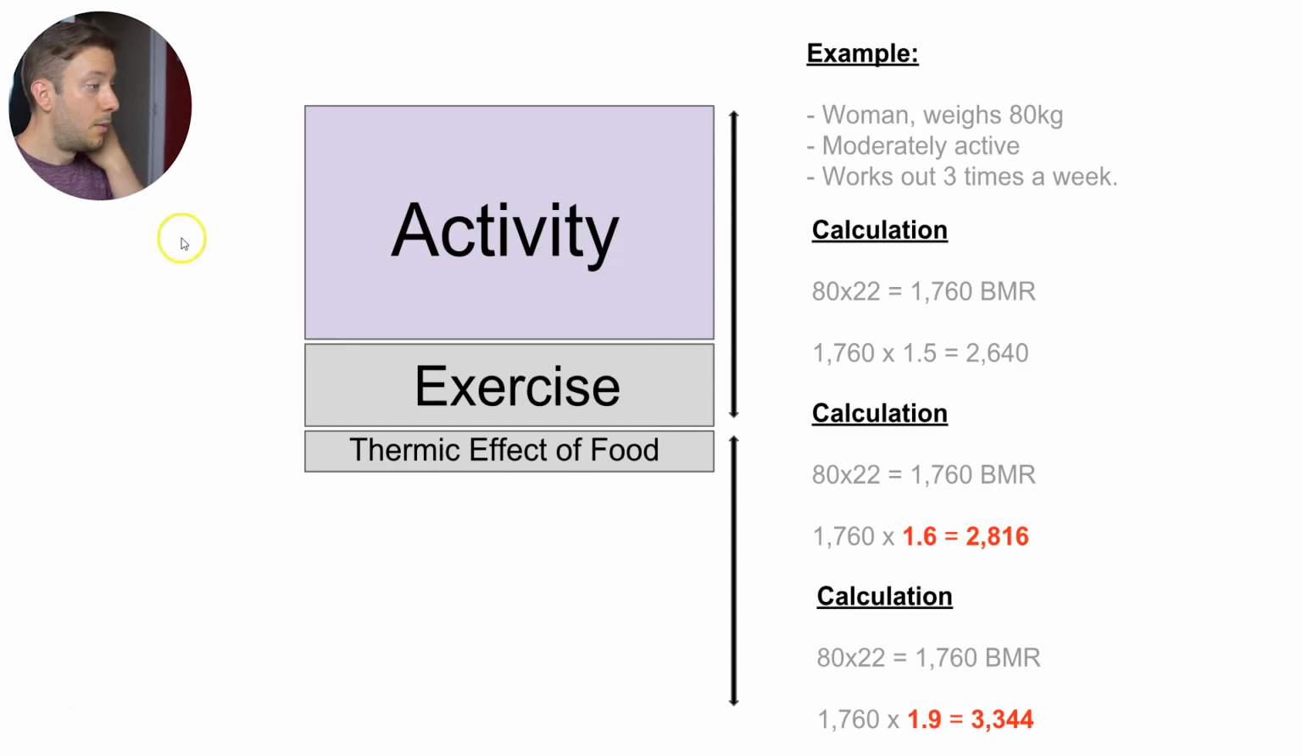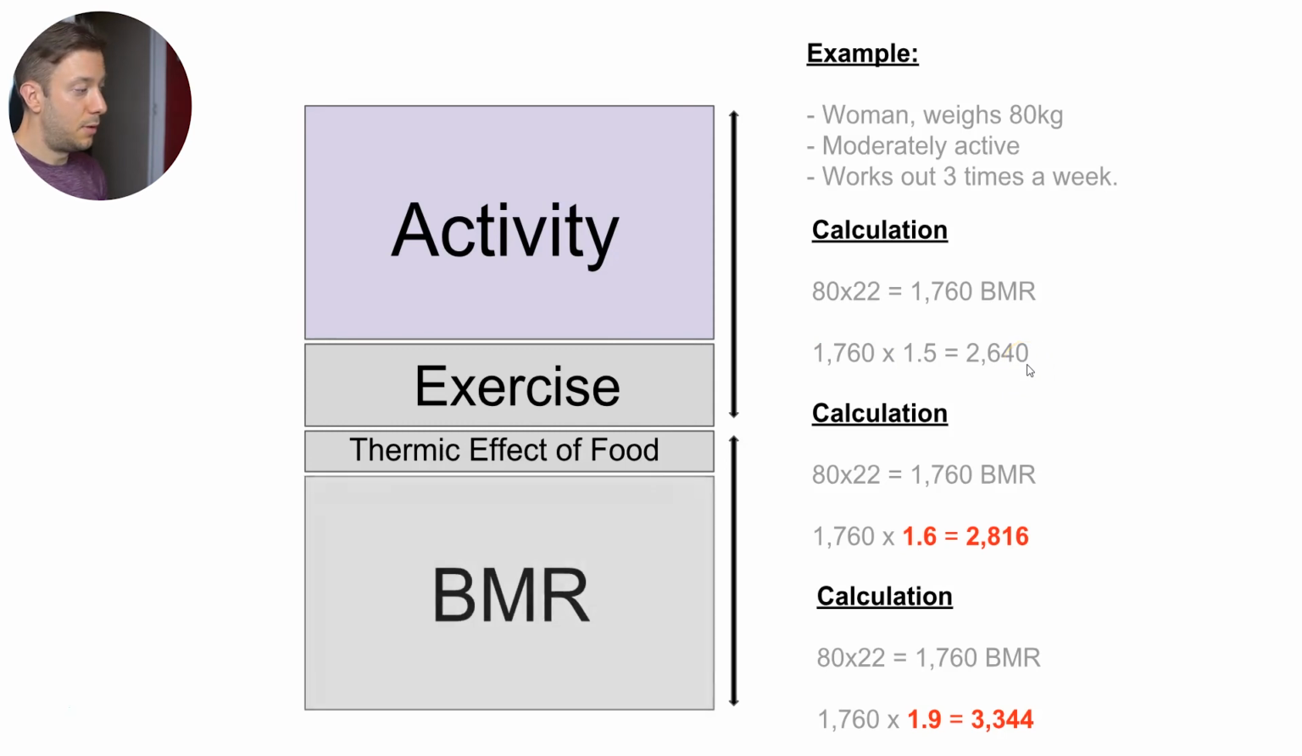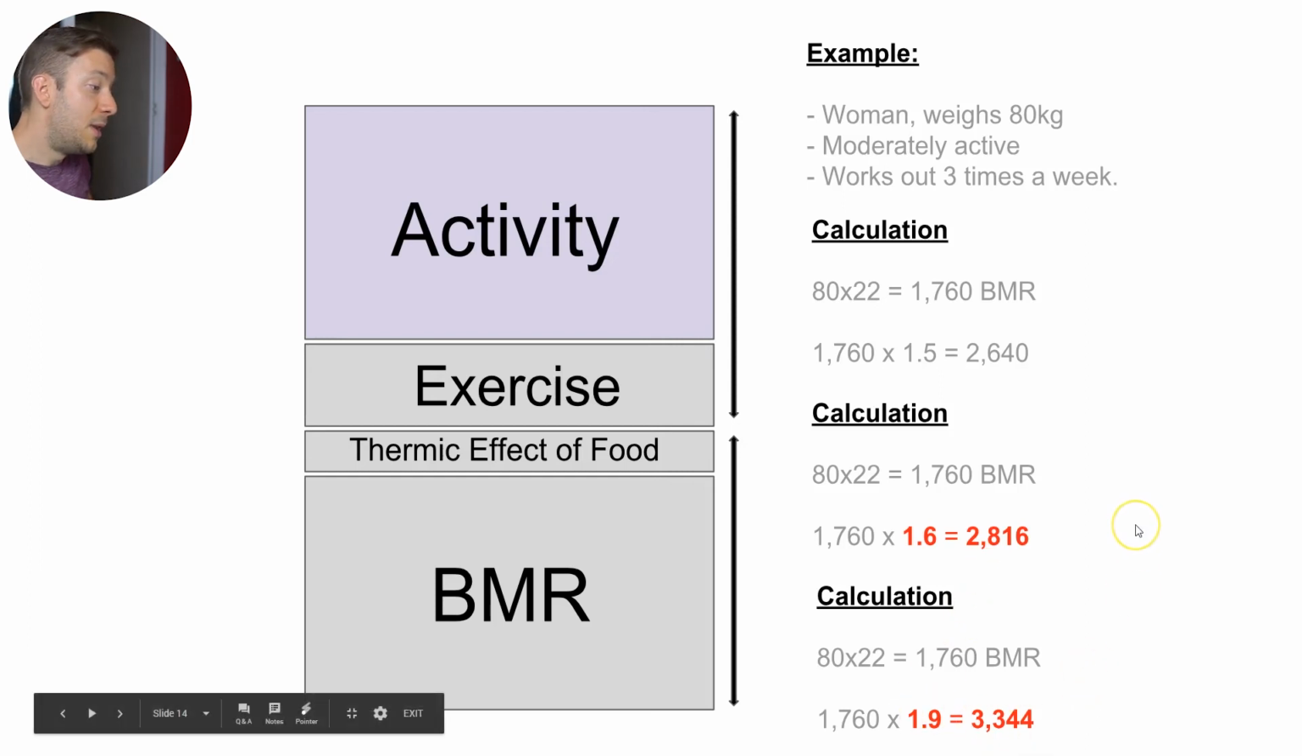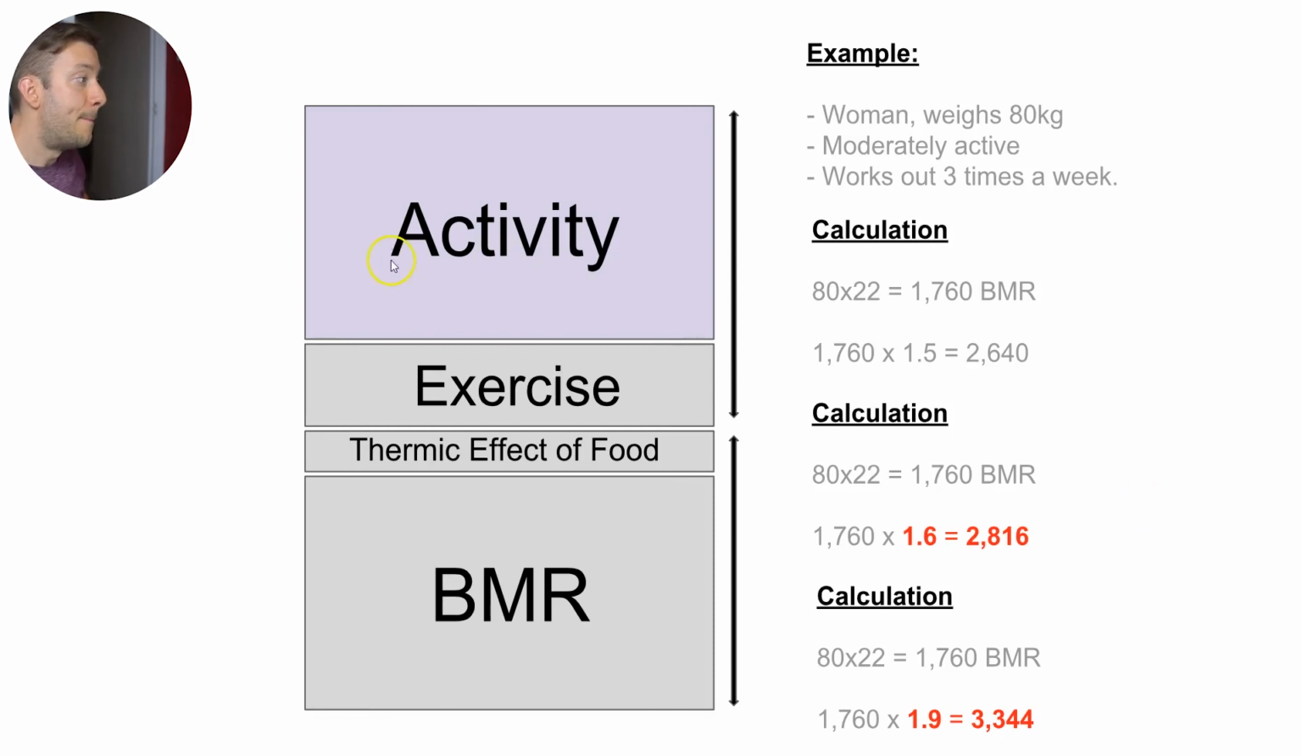So quick examples here. In the first example, the original one, she multiplied the 1,760 by 1.5, and that was 2,640. However, if she was a bit more active, then it would be 1.6, and that means she needs 2,816 to maintain her weight. If she was even more active, super active, had a really physical job, 1.9, she would need 3,344 calories to maintain her weight. So activity makes a massive, massive difference to your calorie needs. So it's not really metabolism, it's not the BMR, but it's your activity.